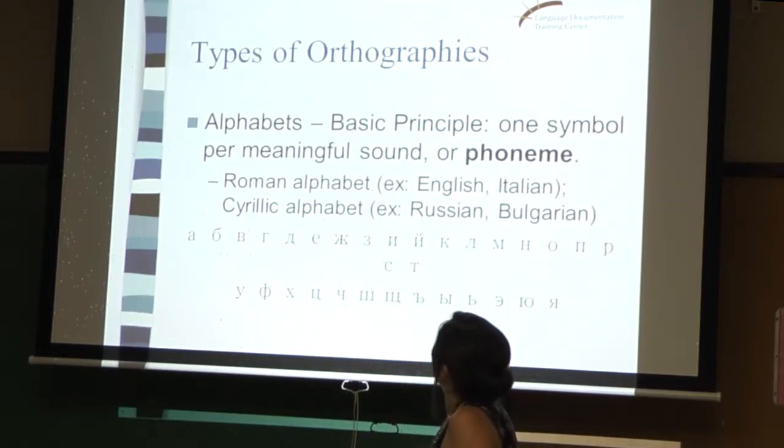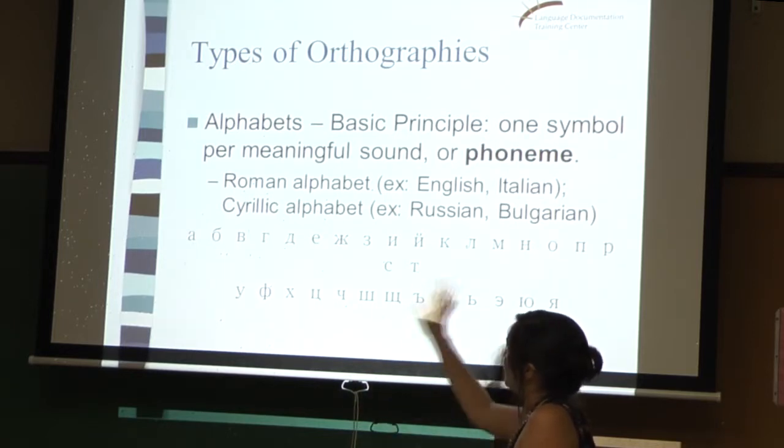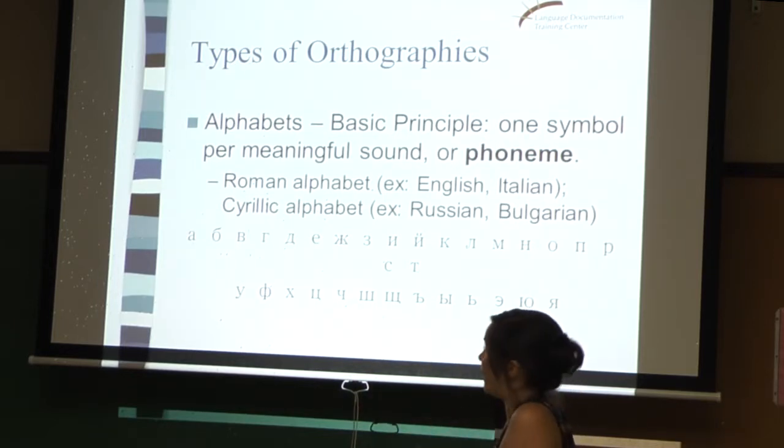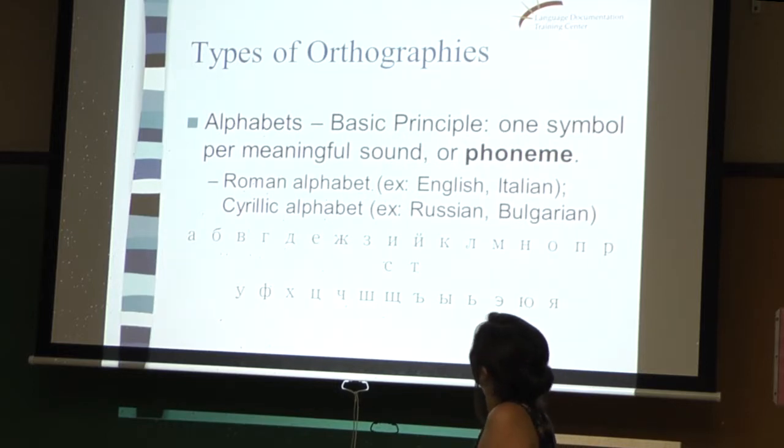And here we have an example. We all know the Roman alphabet, obviously, because we're reading it and using it right now, but another one that not everyone knows is the Cyrillic alphabet, which is used for Russian language and Bulgarian, Macedonian, things in that area of the world.